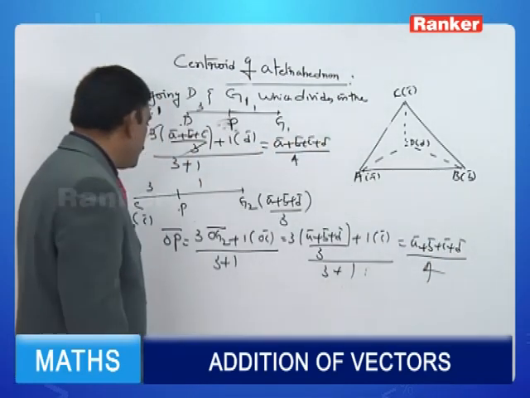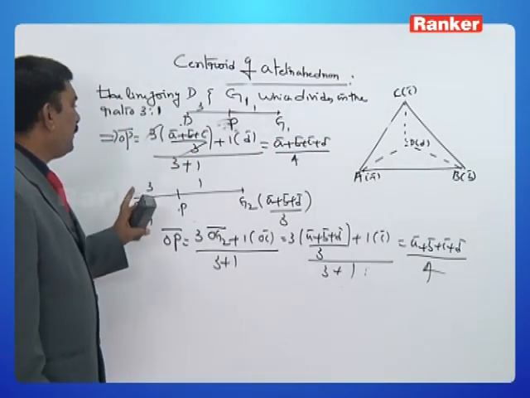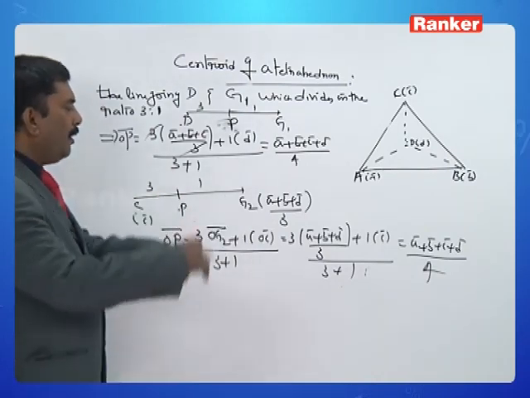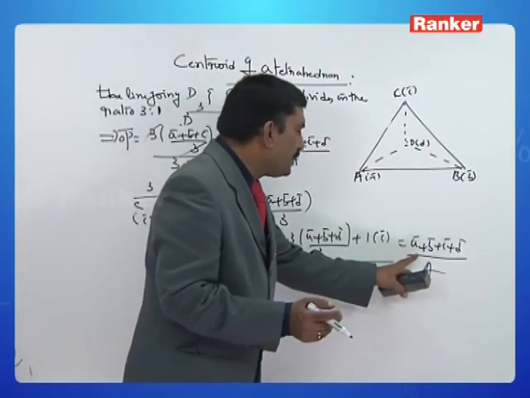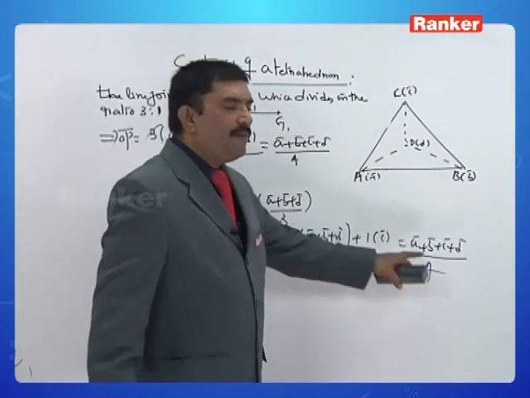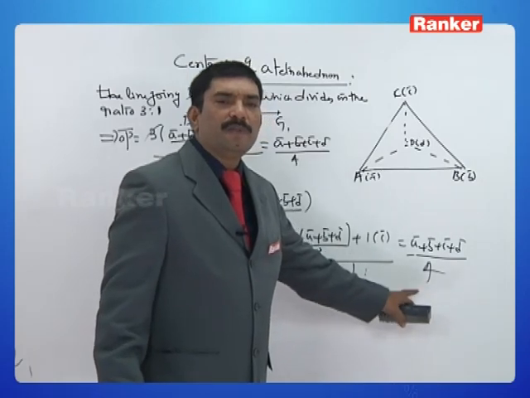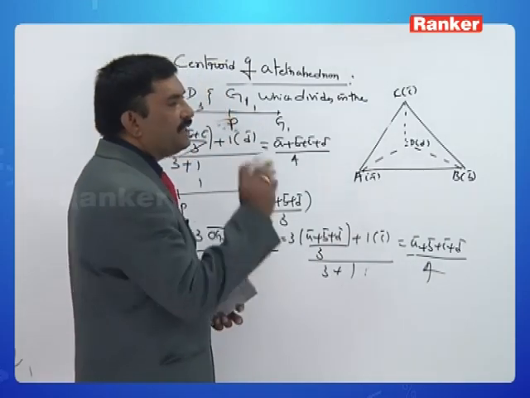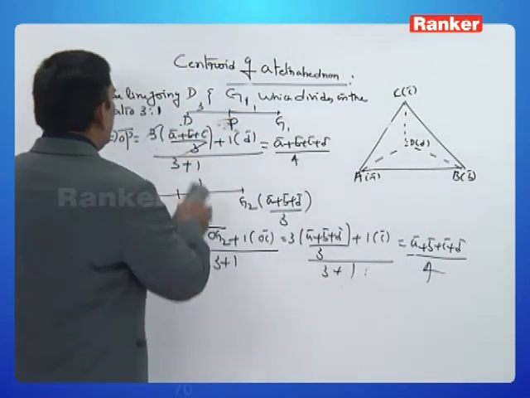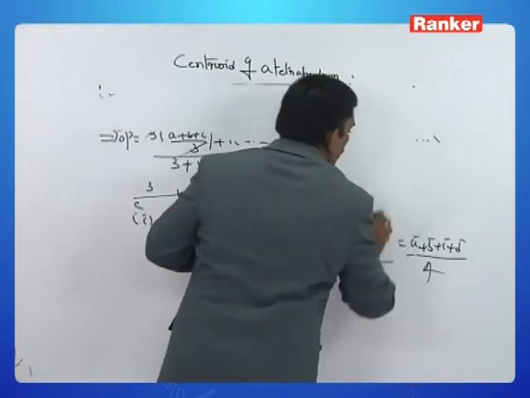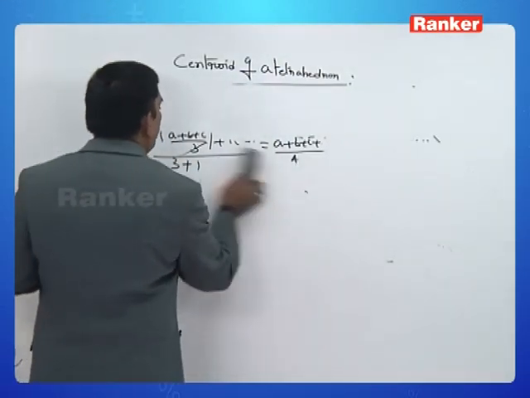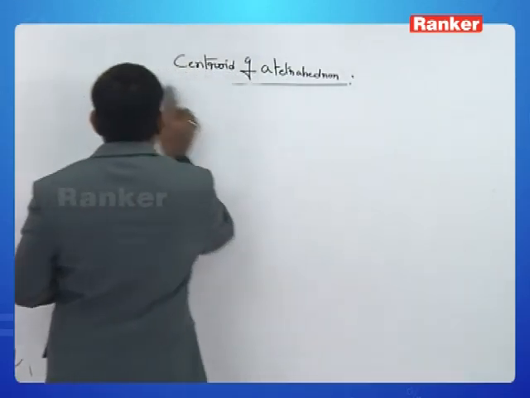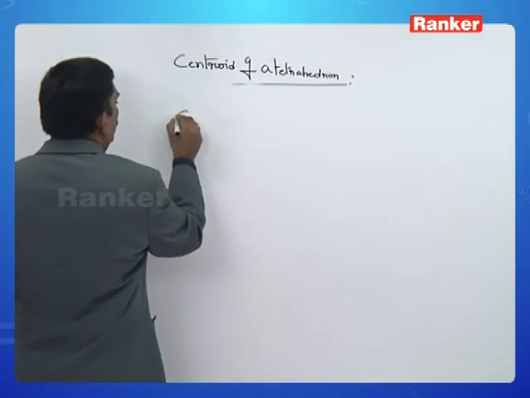Similarly, we can prove for the other vertices, B with G3 and A with G4. For all of them the point of concurrence is P, which has the position vector (A bar plus B bar plus C bar plus D bar) by 4. Hereafter, what is the centroid of a tetrahedron? The centroid of a tetrahedron is given by (A bar plus B bar plus C bar plus D bar) by 4.